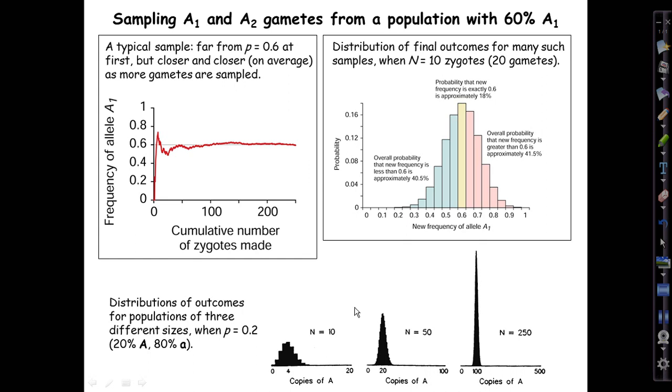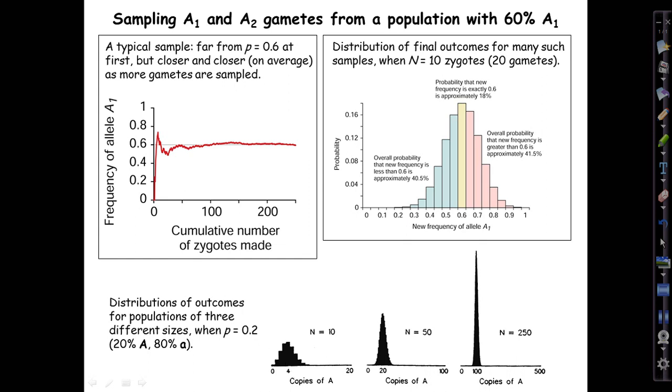I made similar graphs many years ago. You can tell that by the primitive look of the lettering here. It shows the same idea for 3 different population sizes, 10, 50, and 250 zygotes, being sampled in all 3 cases at an allele frequency of 0.2, a stronger bias.